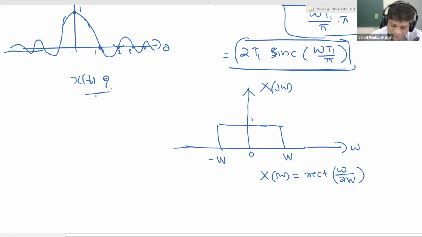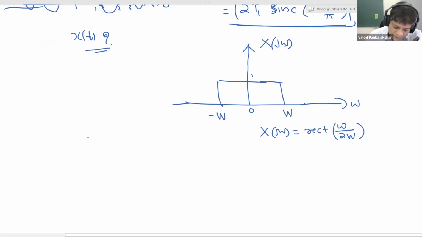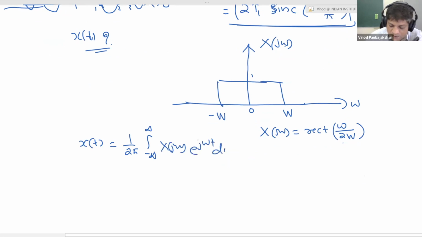How to find x of t? What is the inverse Fourier integral? The inverse Fourier integral is x of t equals 1 upon 2 pi integral from minus infinity to infinity X of j omega e to the power j omega t d omega. This is the inverse Fourier integral.